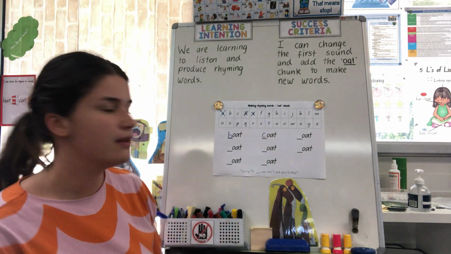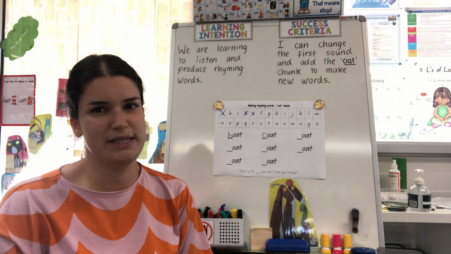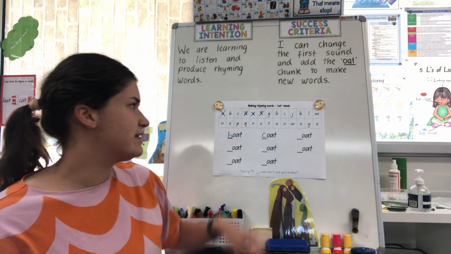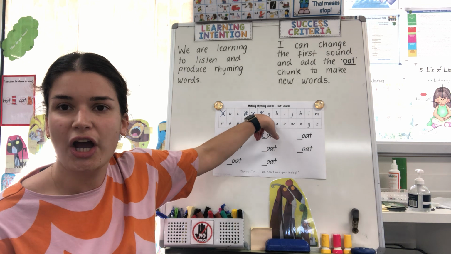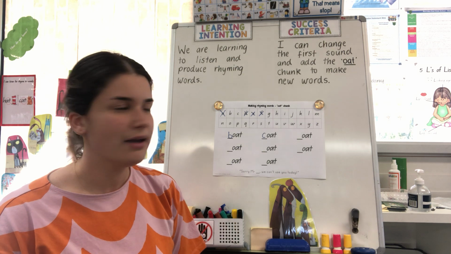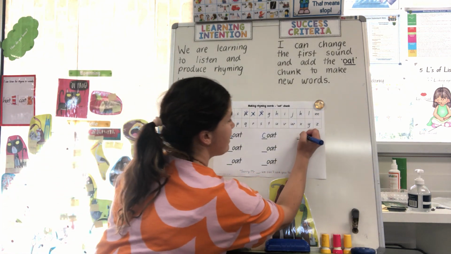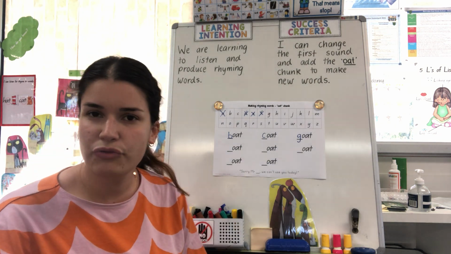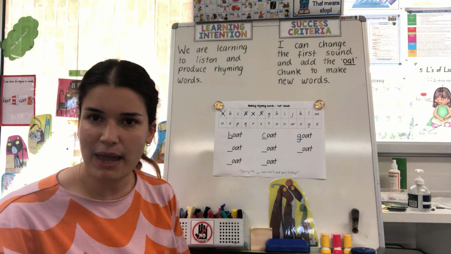What about F? Foat. Is foat a word? Foat isn't a real word, so we're going to put a cross through F and say, sorry, Mr. F, we can't use you today. The next letter is G. G. Oat. Goat. Is goat a real word? Goat is a word, and we saw in our picture the goat sitting on the coat. So we can use the letter G and make the word goat. Can you continue on through the rest of the alphabet and add all of the sounds in front of oat to see if they make a word?